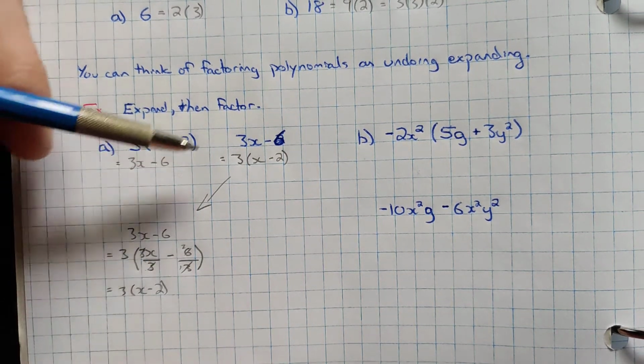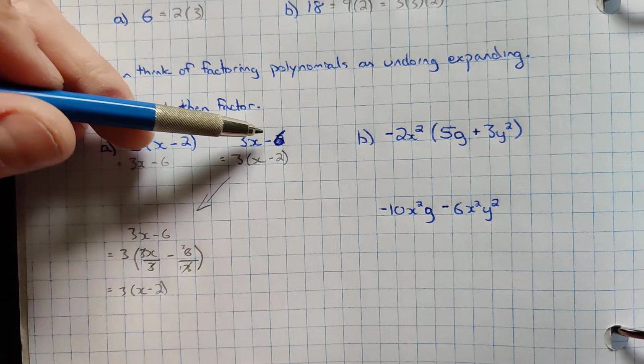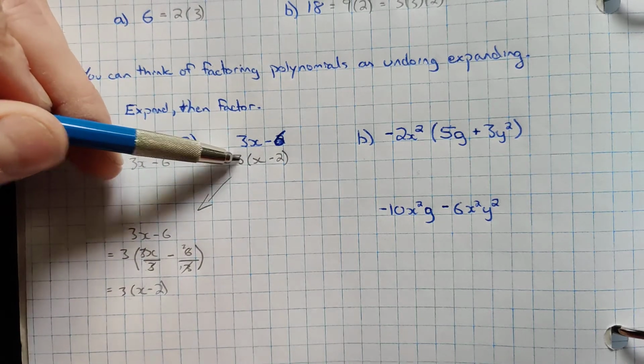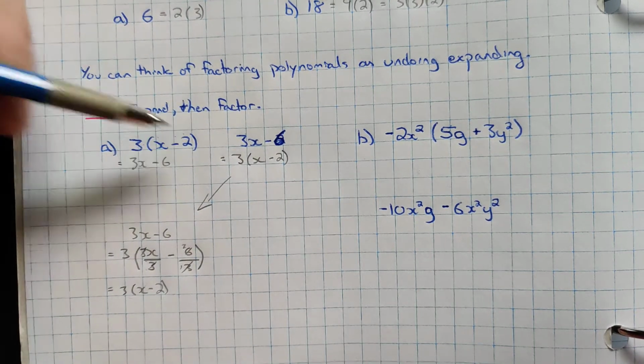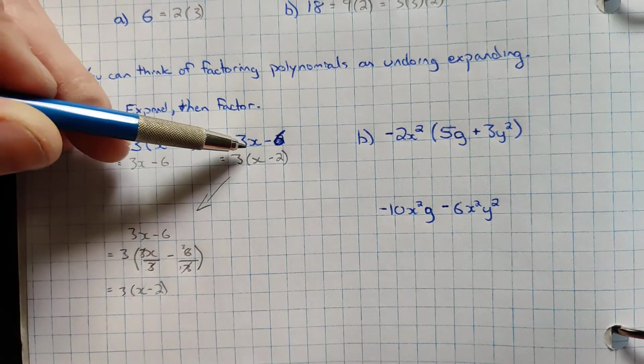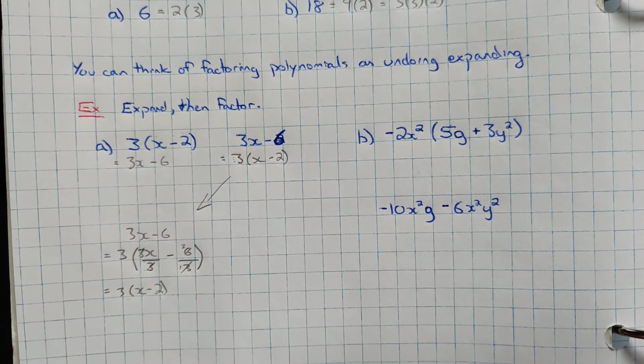All right, so that's what we did here. We're taking each term and dividing it by the common factor. Here we were multiplying each term by that factor. Here we're dividing out whatever factor we selected.